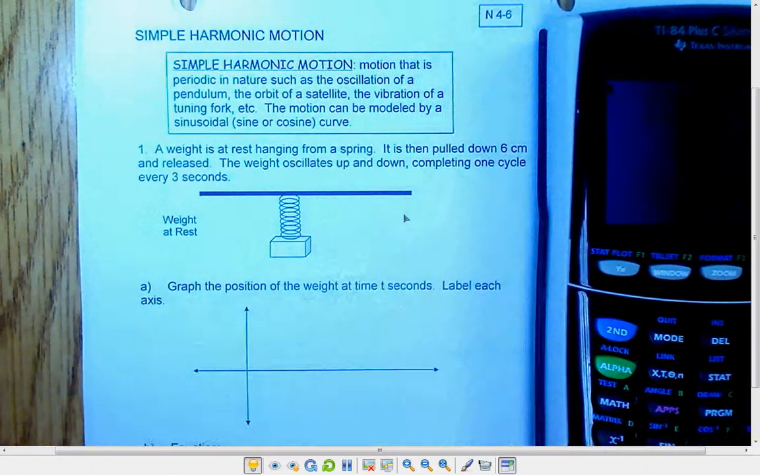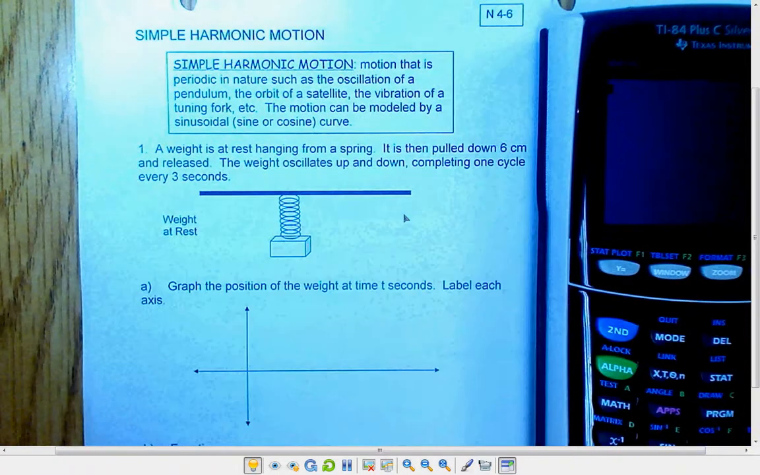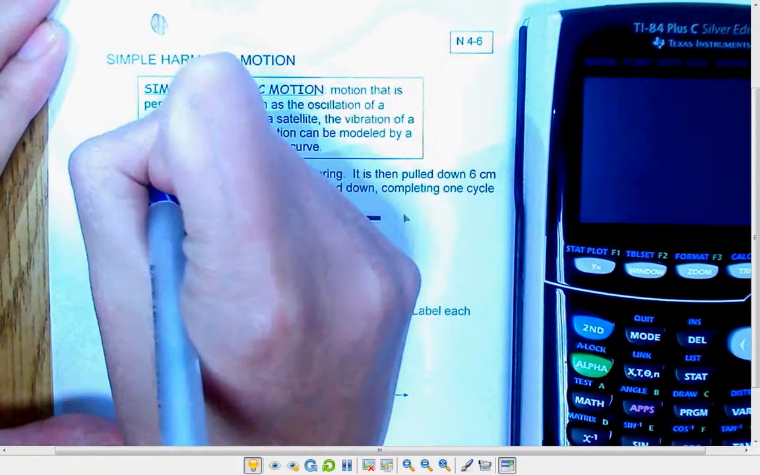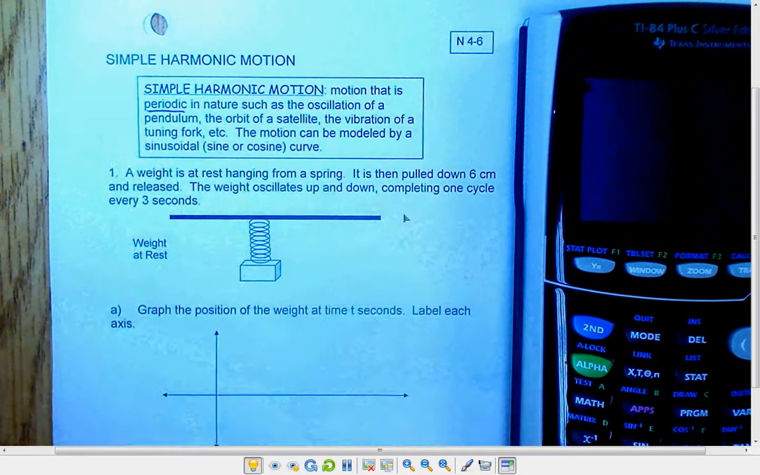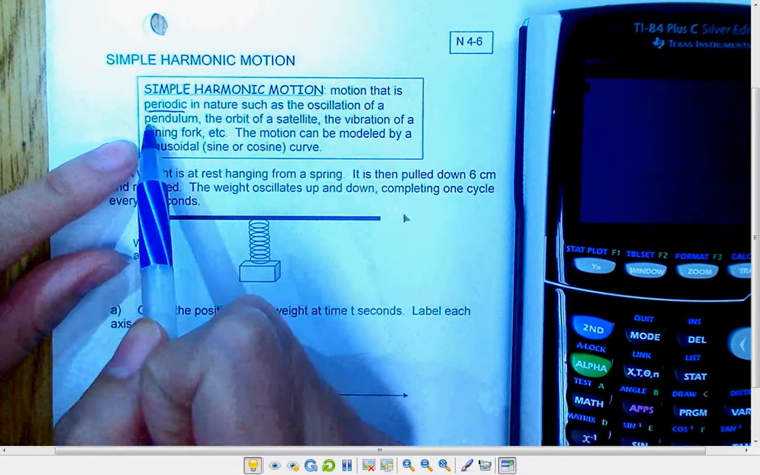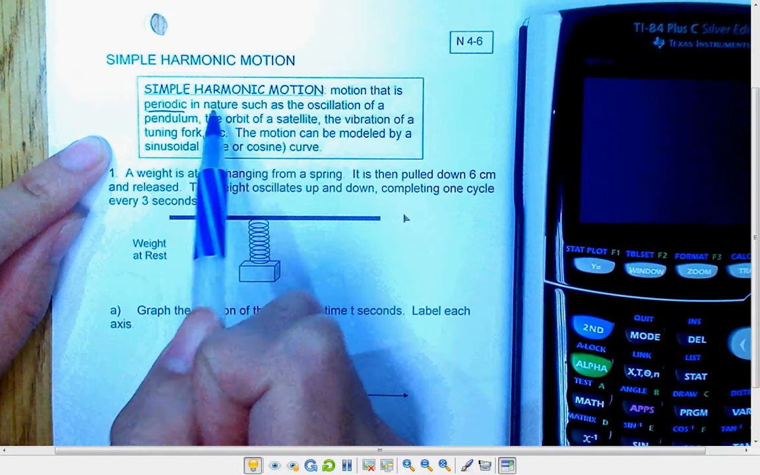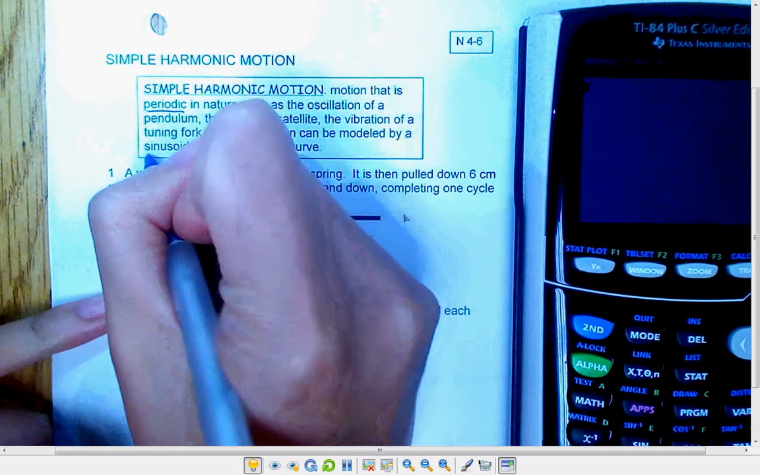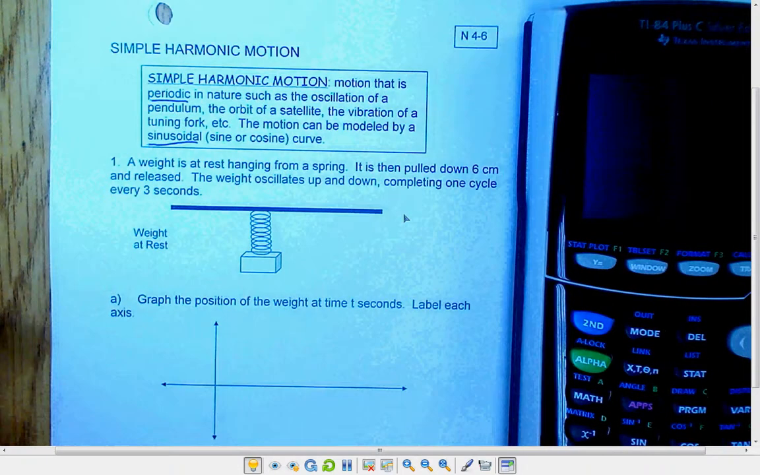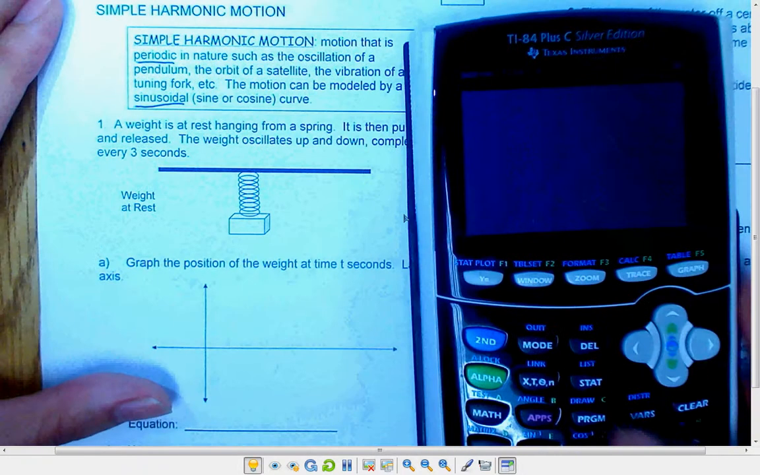We're going to be looking at simple harmonic motion. Simple harmonic motion is something that is periodic in nature, which means it repeats itself. For example, the oscillation of a pendulum, the orbit of a satellite, or the vibration of a tuning fork. All of these can be modeled by sinusoidal, which means sine or cosine, curves. So we are going to be using a calculator to do this.